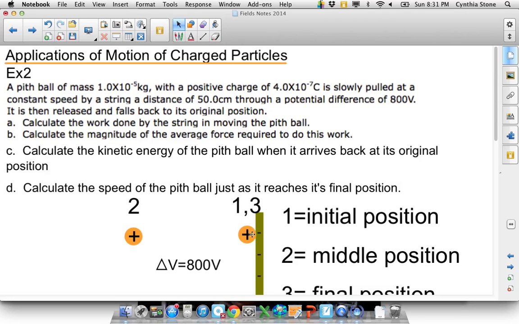Okay, so it's getting pulled away, doing a certain amount of work, and we want to find that work. We want to find out how much force was applied to pull it away, and then we want to find out how much energy, like when it's released back, the amount of energy and speed it's got when it hits the whatever this is.